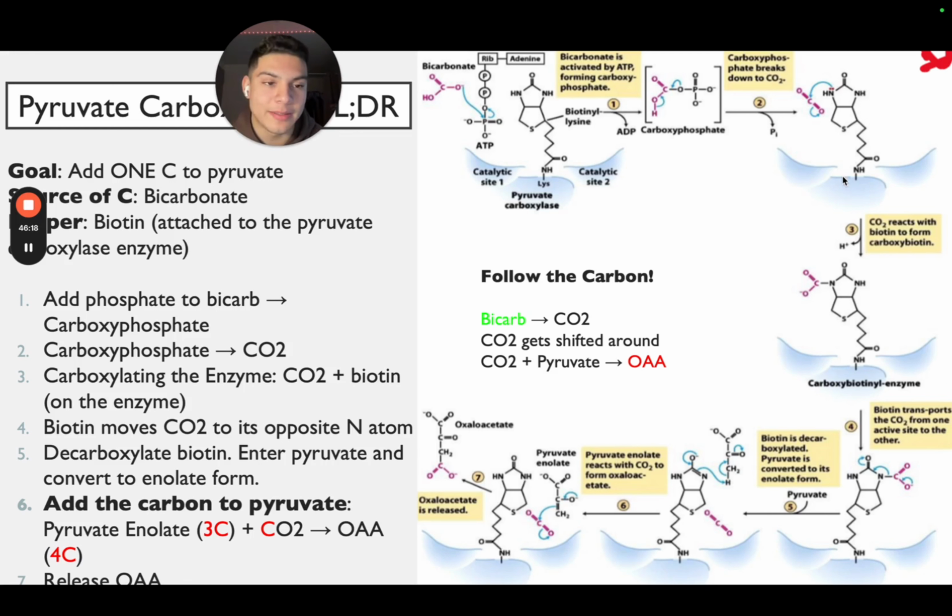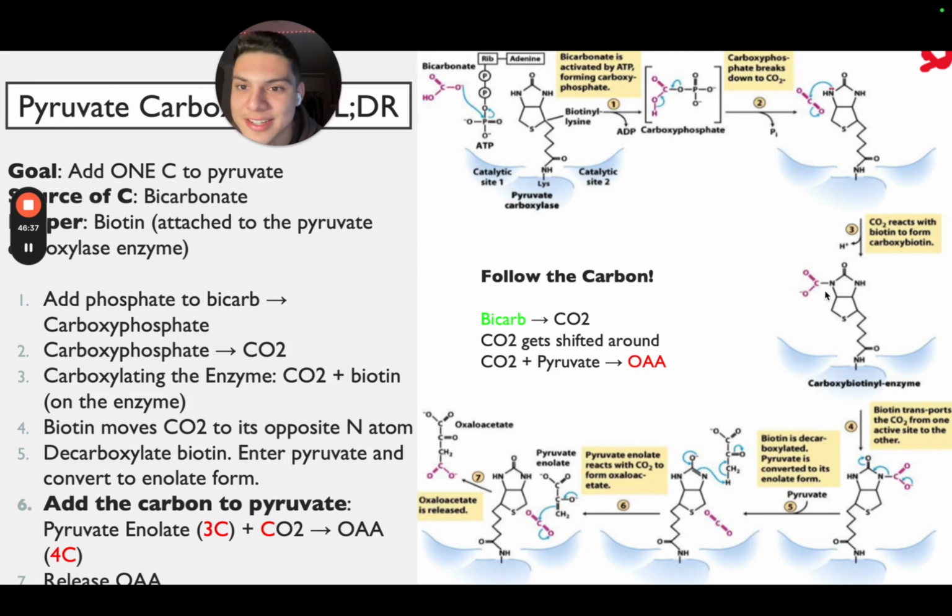Now the carbon dioxide can interact with the enzyme. Right here we see, sorry, biotin, with a nitrogen on it. I think it looks like it's, I know it's not, but it looks like it. And this nitrogen will attack the carbon dioxide, and it'll attach itself to form this acyl intermediate, carboxybiotinyl enzyme.